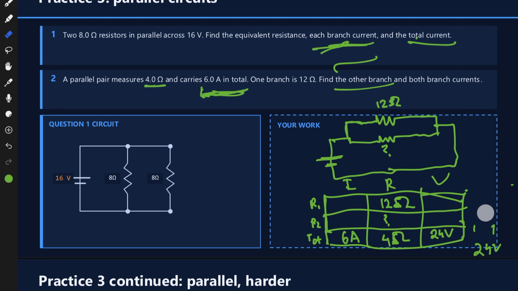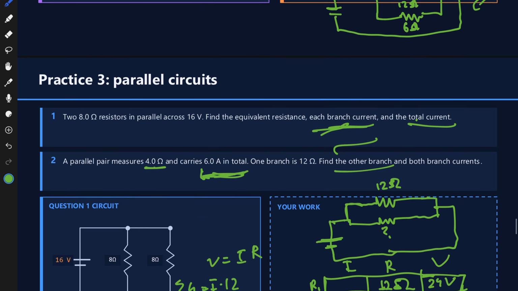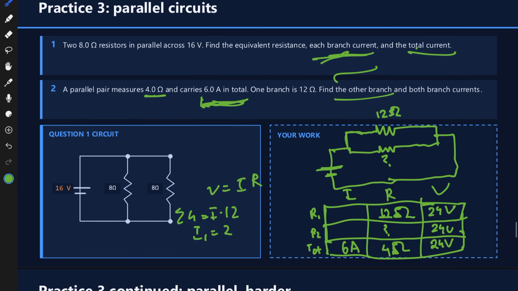All right, and then, actually I'm going to erase that and make it a bit more clean. From that, we can find this mystery resistor. I mean, we know each of these is going to get 24 volts. That's what parallel circuits do, right? Each of them gets the same cut. 24 volts. So voltage is equal to I times R. 24 is equal to I times 12, for the I1. So I1 is just 2 amps.